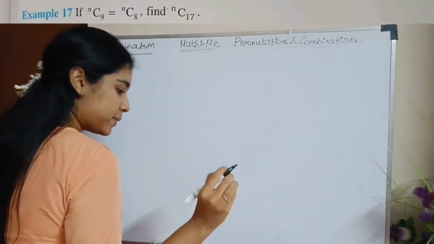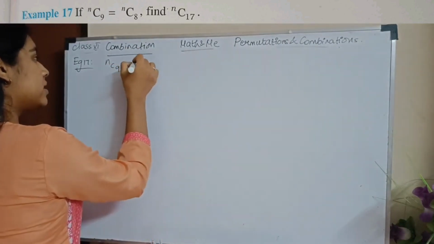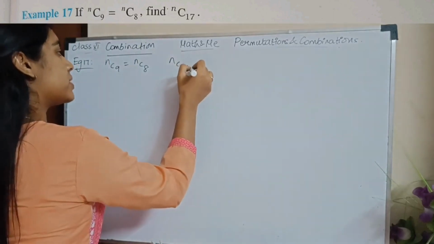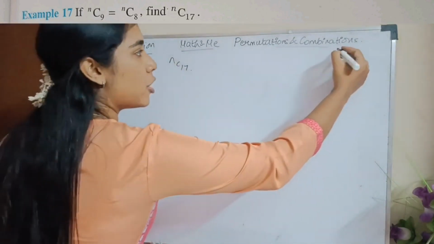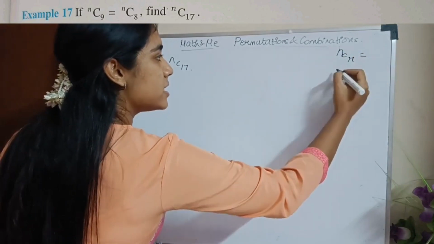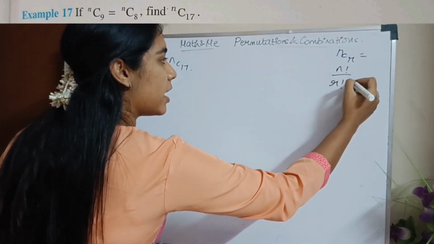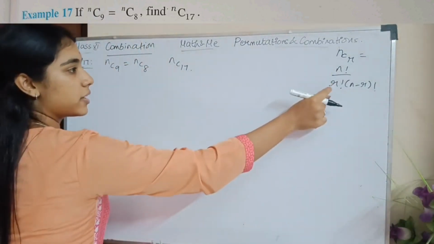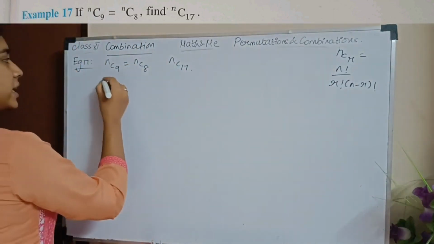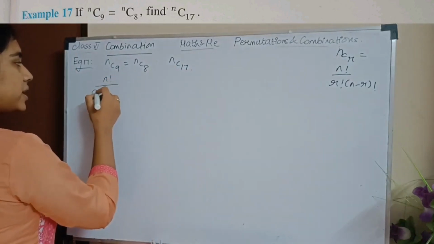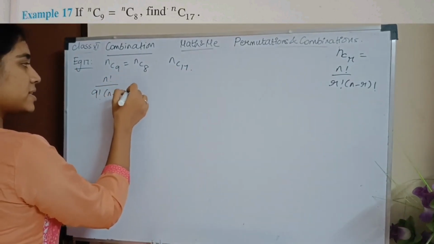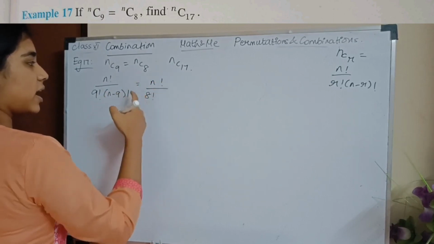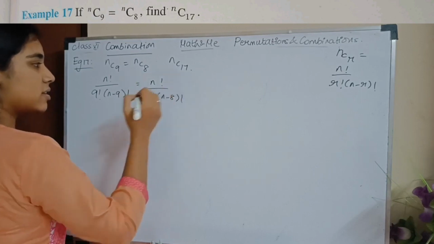If NC9 equals NC8, find NC17. Okay, so if we equate these two, what is the combination formula? NCR is n factorial divided by r factorial times n minus r the whole factorial. Permutation and combination differ only by r factorial. Okay, NC9 is n factorial divided by 9 factorial times n minus 9 factorial equals n factorial divided by 8 factorial times n minus 8 the whole factorial.